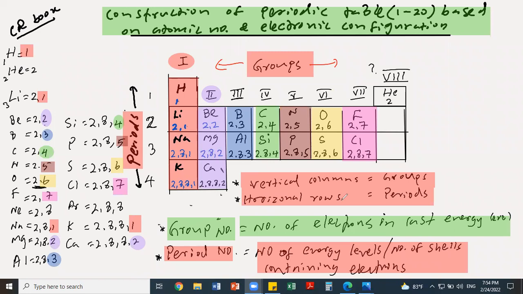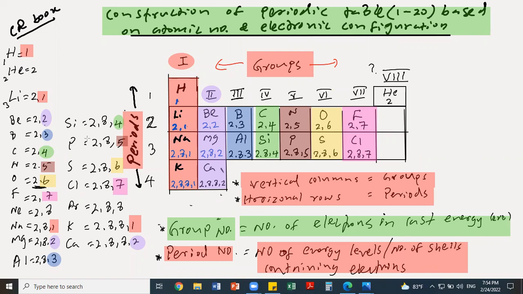So therefore you can understand the importance of this. Now let's come to the last one. Helium, neon, argon. I'll use a different color for that, dark green.